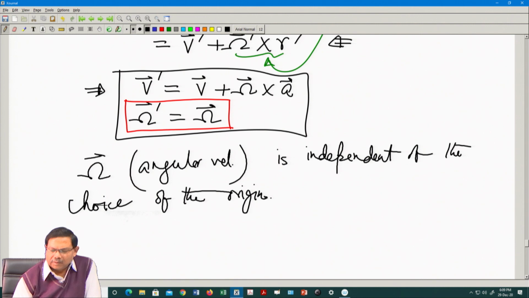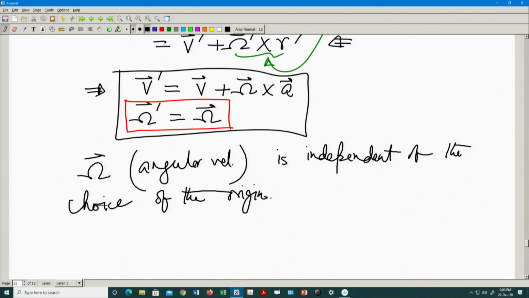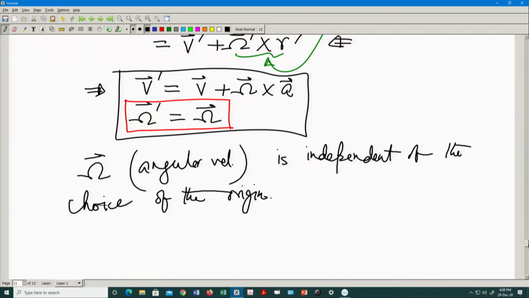We generally consider the origin at the center of mass to simplify many calculations. We will come to this later. So, the important property of angular velocity is that it is independent of the choice of origin.